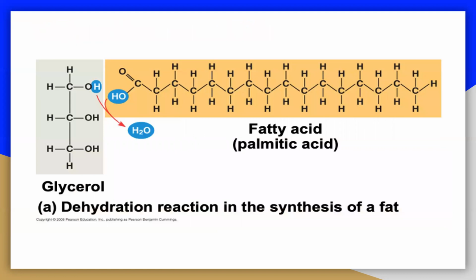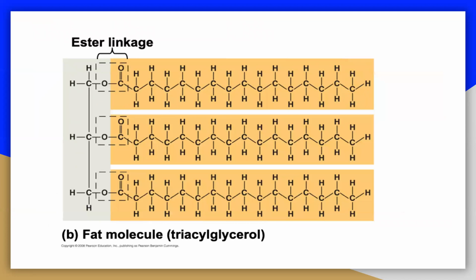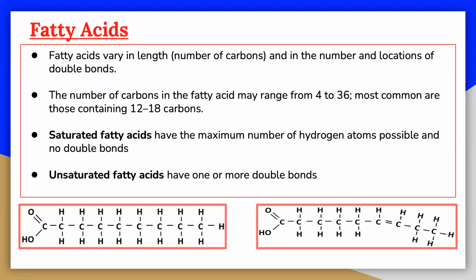In making a fat, 3 fatty acid molecules each join to glycerol by an ester linkage, a bond between a hydroxyl group and a carboxyl group. The resulting fat, also called a triglycerol, thus consists of 3 fatty acids linked to one glycerol molecule. The fatty acids in fat can be the same, or they can be of 2 or 3 different kinds. Fatty acids vary in length and in the number and location of the double bonds.